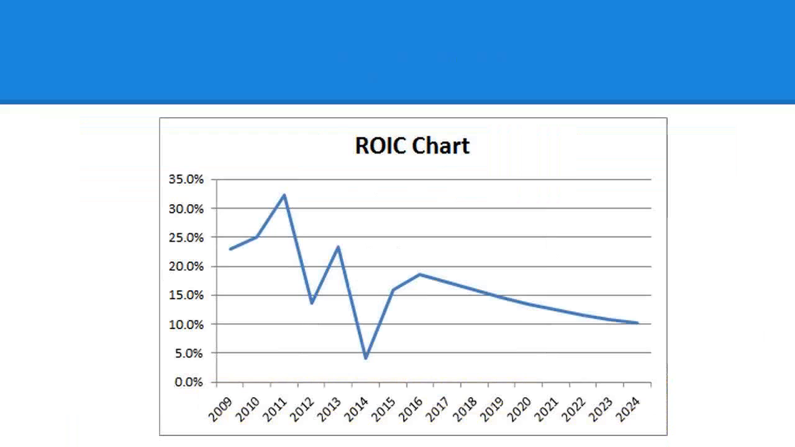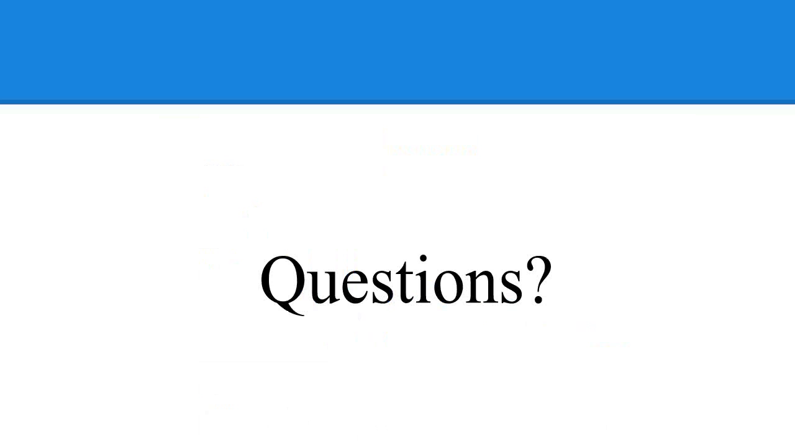This is also the ROIC chart, and as stated before, over time, industries with higher ROICs are projected to revert to the industry mean, and this is true for our company as well. And as you can see from 2016 going into 2024, we have a nice downward sloping ROIC, which will catch up to our WACC in the future. Any questions?